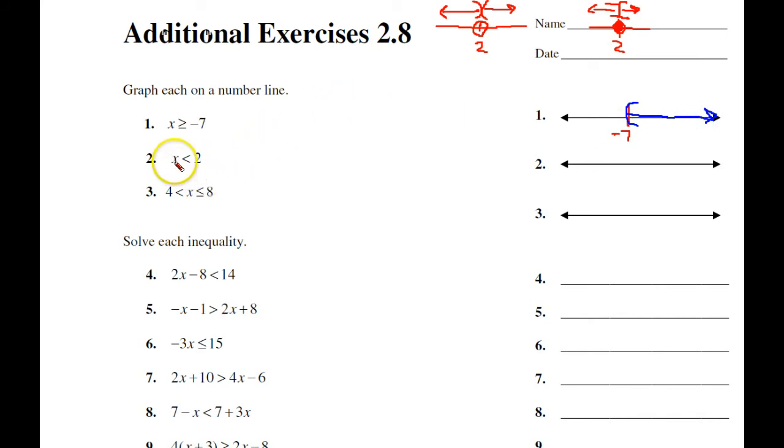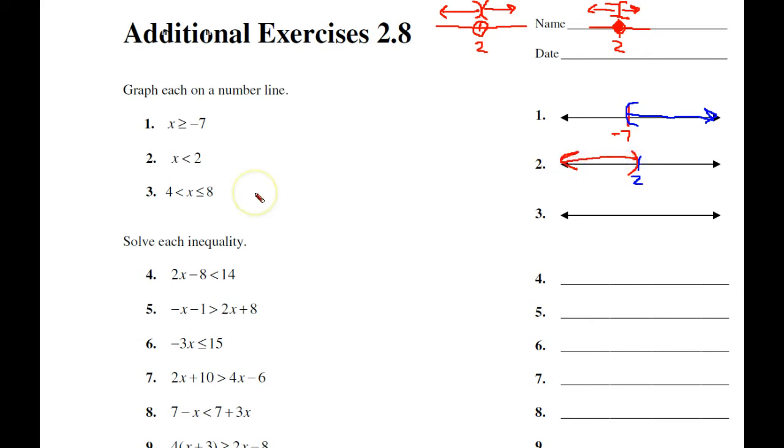Now here we have x is less than 2. So again, there's our 2. And less than 2 is going to be a parenthesis because the 2 is not included. And it'll face toward the left.